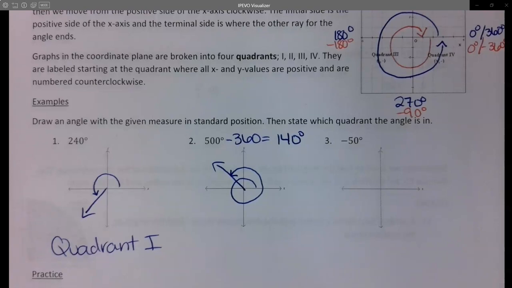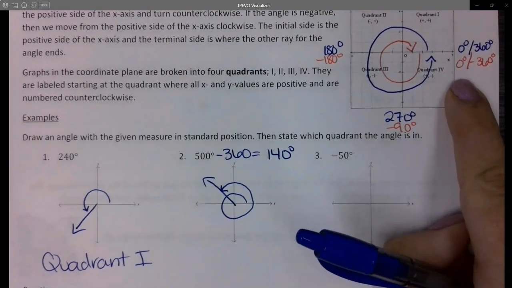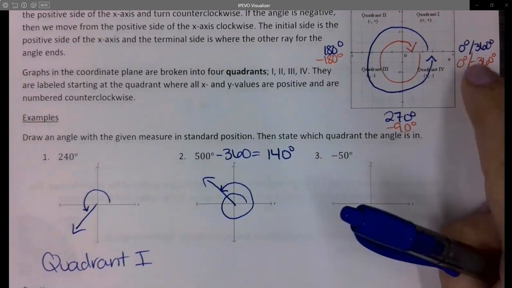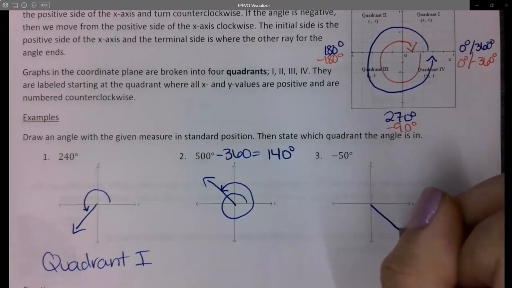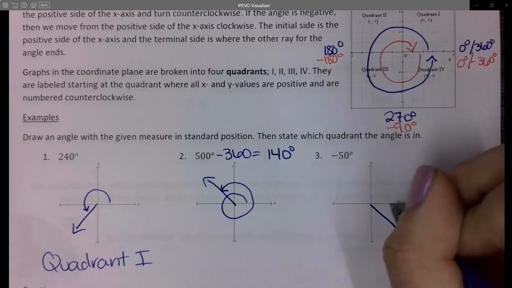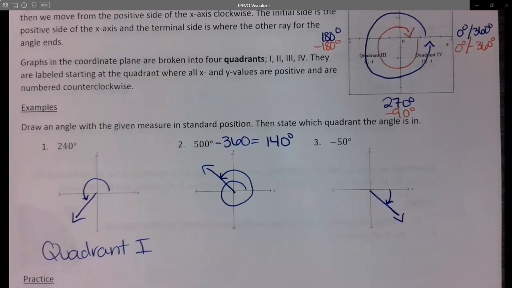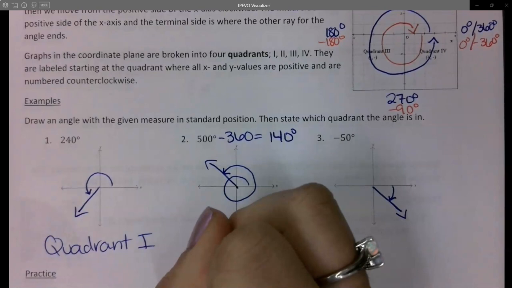Number 3 gives me the negative angle, so I'm looking at my red angles for this one. It's negative 50, so that's between 0 and negative 90. That is in the 4th quadrant, and because it was red, I only just moved over a little bit. I forgot to say this one. This one was quadrant 2.